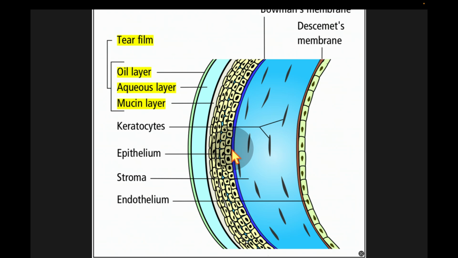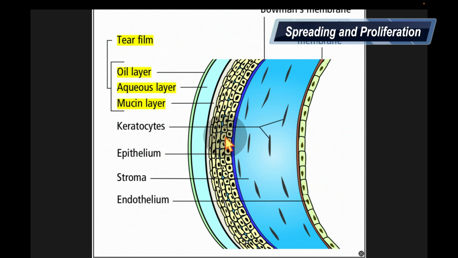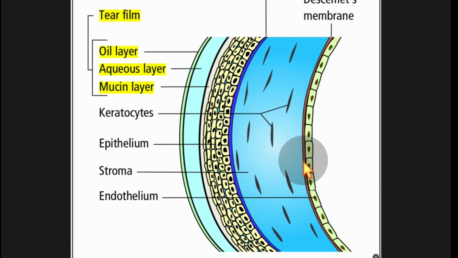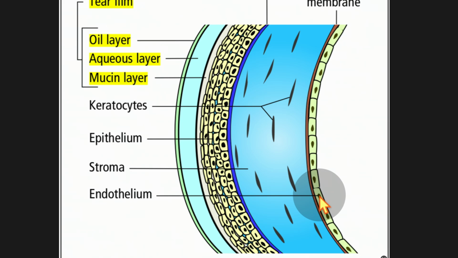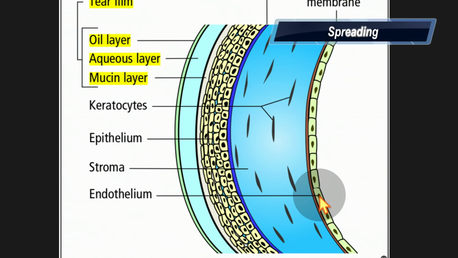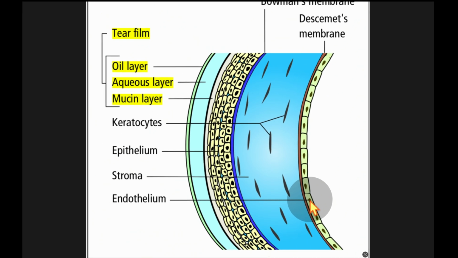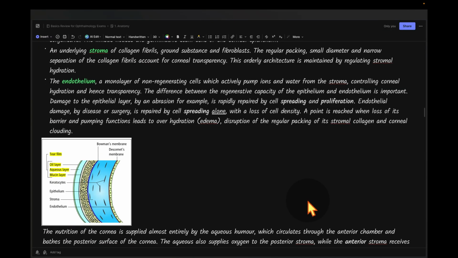If there is any damage to the epithelium, it is going to be repaired by spreading and proliferation. The cells are not only going to spread, they are going to multiply as well. But if there is any damage to the endothelium, there is just going to be spreading, not any kind of proliferation. This is important because there is a limit to this. After a certain point, the functioning capacity of the endothelium is going to get compromised, and there is going to be overhydration of the stroma, called corneal edema.